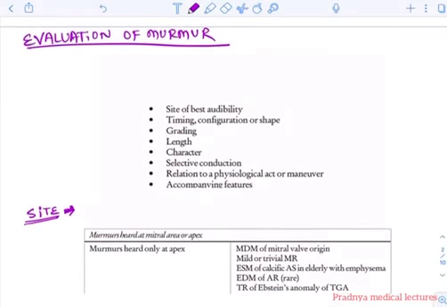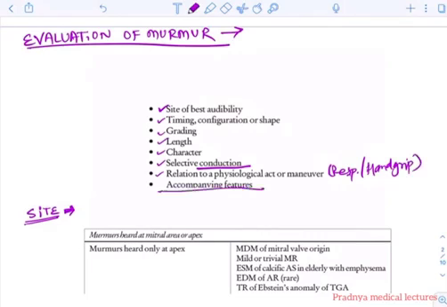Next is evaluation. Now how to evaluate a murmur? As with the pulse, where we evaluated rate, rhythm, character, and condition of the vessel wall, in the murmur we will evaluate the site, timing, grading, length, character, conduction of the murmur, relation to a physiological act or maneuver such as respiration, hand grip, or exercise, and next is accompanying features. Each of these points will convey to us the source of the murmur, the severity of the murmur, and we can evaluate the lesion from which it is coming.